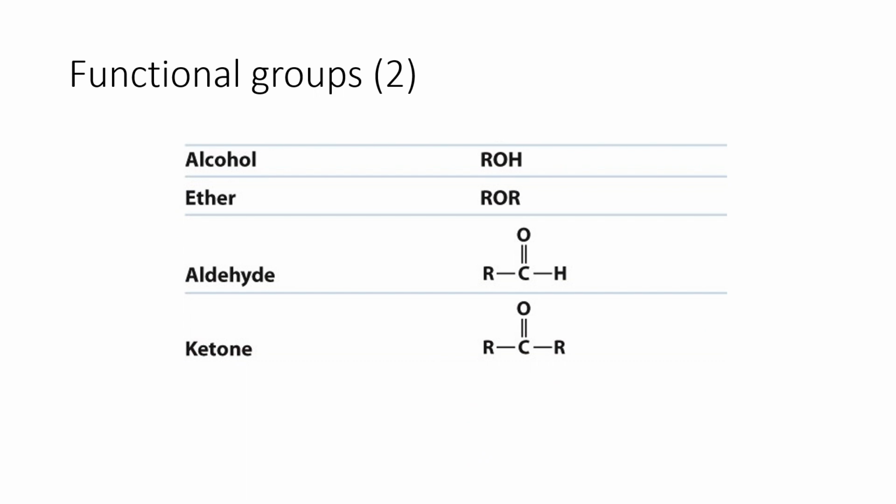Next, we'll look at some functional groups that contain oxygens. So an alcohol is sort of analogous to a thiol. As you recall from the previous slide, a thiol is RSH.